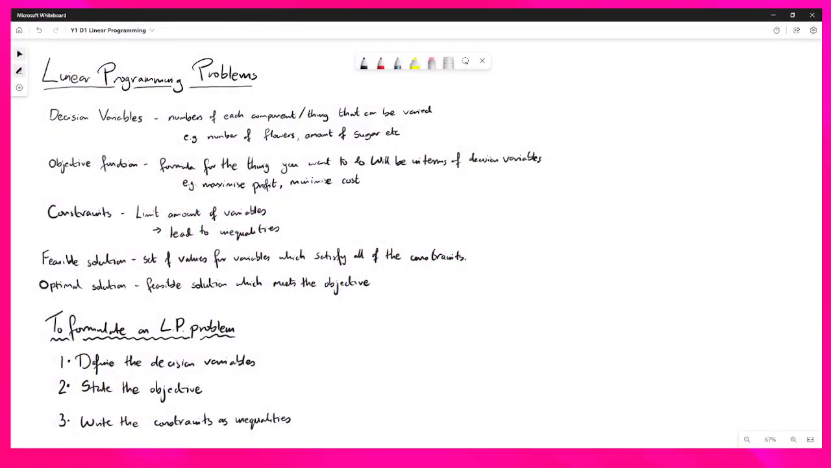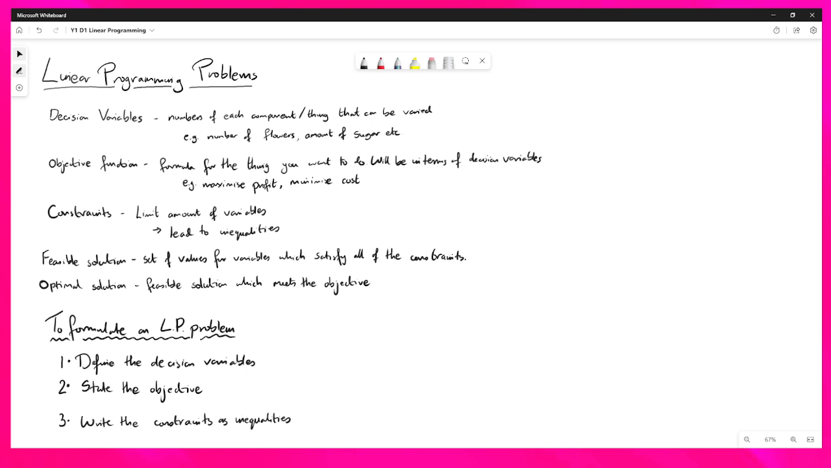First off are the decision variables. So these are the amounts of each component or thing in your linear programming problem that can be varied. So for instance, if you're making flower arrangements, your decision variables might be the numbers of each type of flower. If you're cooking, it might be the amount of each ingredient, that kind of thing.